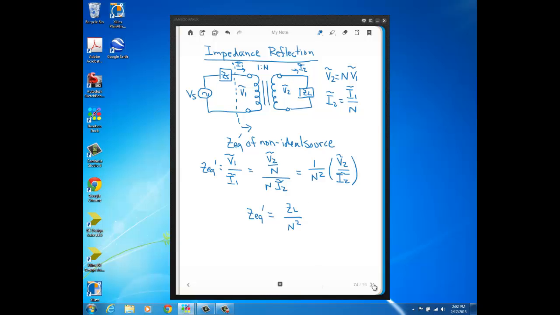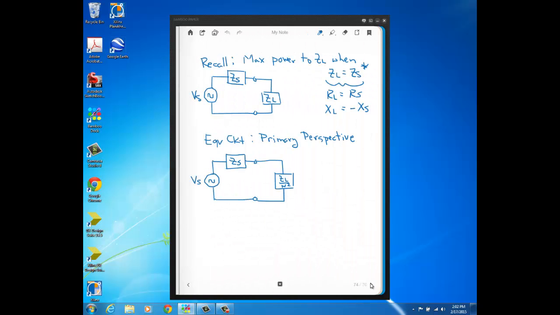So before we do an example involving this concept, let's go back and recall that maximum power to an impedance load is when ZL is the complex conjugate of ZS. And I just repeated from a previous lecture what this means. Remember, if this impedance is the complex conjugate of this impedance, it means they have the same real parts, so the same resistances, and same but opposite sign imaginary parts, so same but opposite sign reactances, which is the imaginary part of impedance.